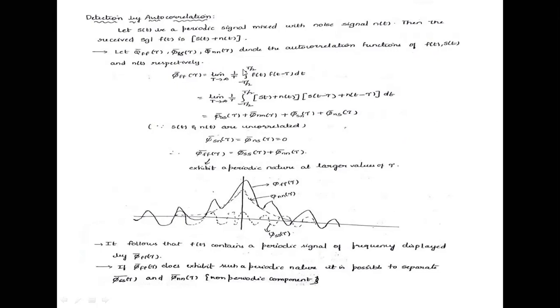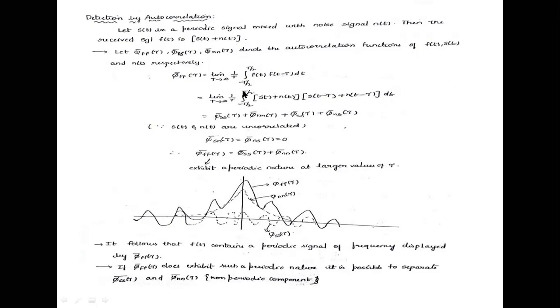The limit as T tends to infinity of 1/T times the integral from -T/2 to T/2 of f(t) and f(t - τ) dt is the definition of the autocorrelation function. What is f(t)? It is a combination of the two signals, the periodic signal and the noise signal, s(t) plus n(t), and the second signal is also the combination of the two signals, s(t - τ) plus n(t - τ) dt. Replace t by t - τ.